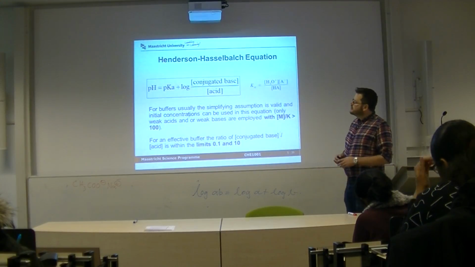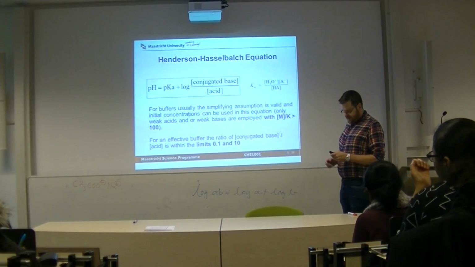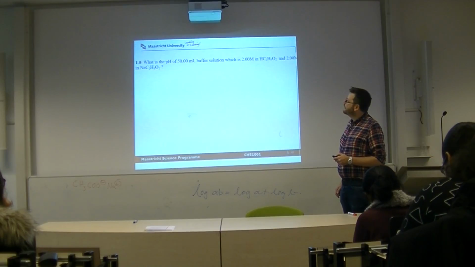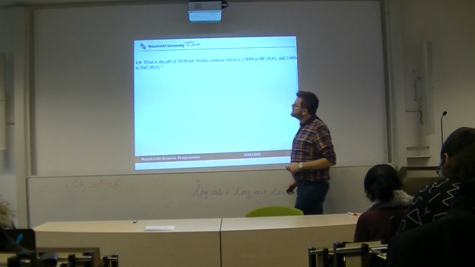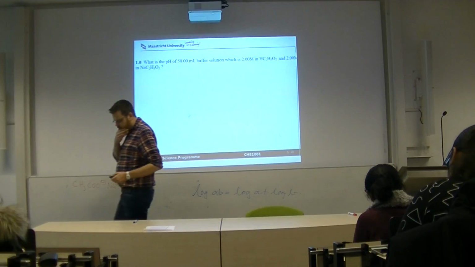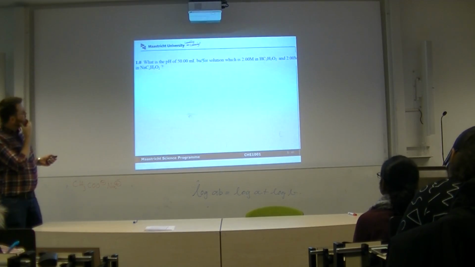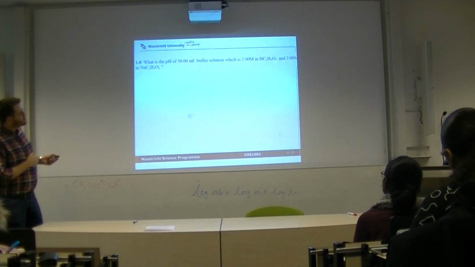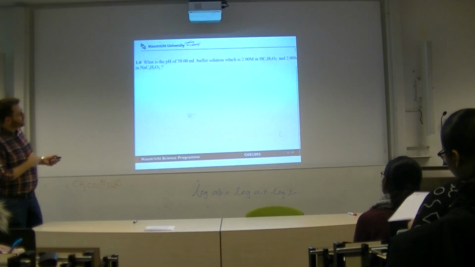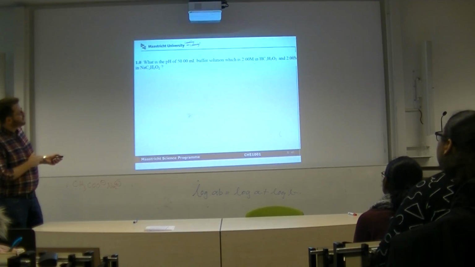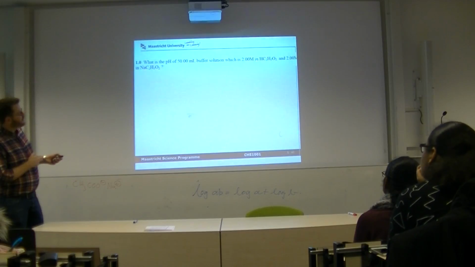Okay. So let's do a simple calculation together. Here is a calculation. So what is the pH of a 50 milliliter buffer solution, which contains 2 molar, remember that's moles per decimeter cube, 2 molar in CH3COOH, so that's acetic acid, and 2 molar sodium acetate.